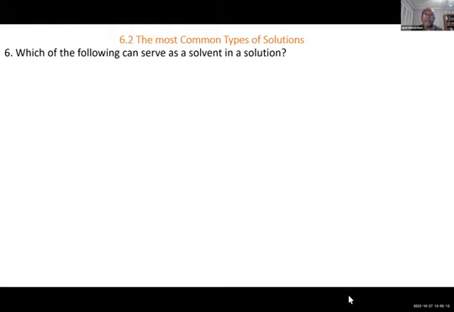Which of the following can serve as a solvent in a solution? A solution is not just a liquid mixture. It is any combination of gas in a liquid, liquid in a liquid, solid in a liquid. Therefore, all of these can act as a solvent if present in large quantities.